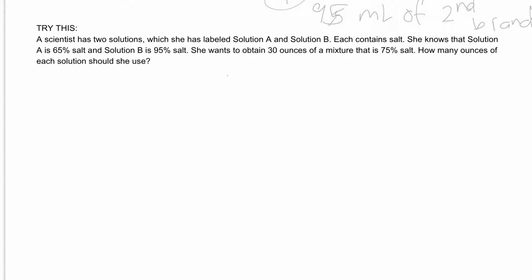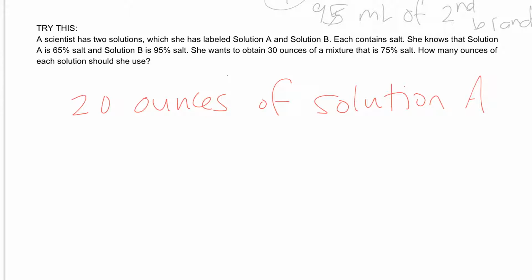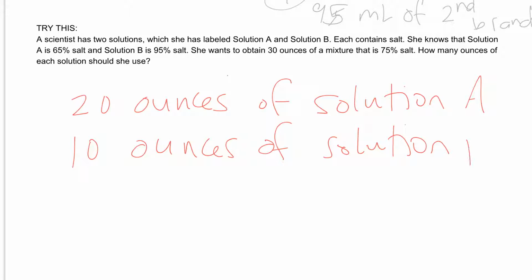If you did the try this correctly, you should get 20 ounces of solution A, and you should get 10 ounces of solution B. If you did not get these, please raise your hand and I will come around and help you.